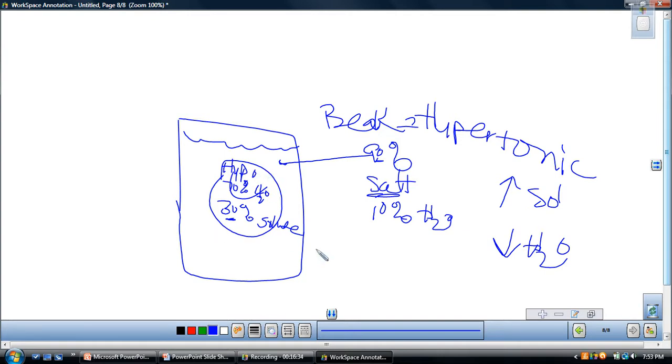So in this case, the direction of water movement, okay, water moves by osmosis.